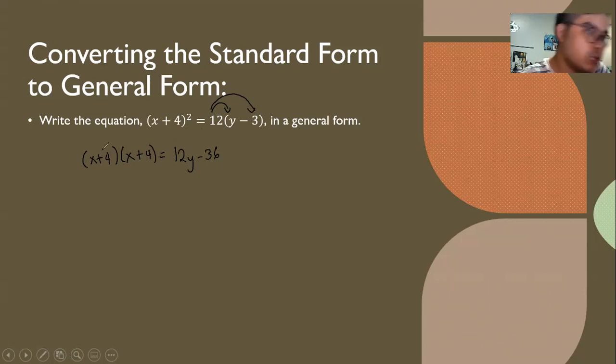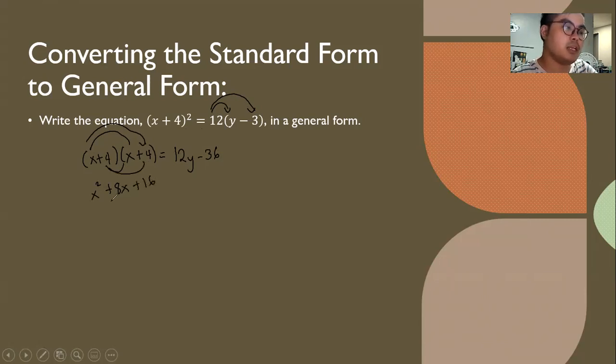What we're going to do is the perfect square trinomial. So it will be x squared, then plus 8x, then plus 16. Keep in mind that 8x is equal to 4x plus 4x. I just did it in a shortcut way: x squared plus 8x plus 16 is equal to (x + 4) times (x + 4).